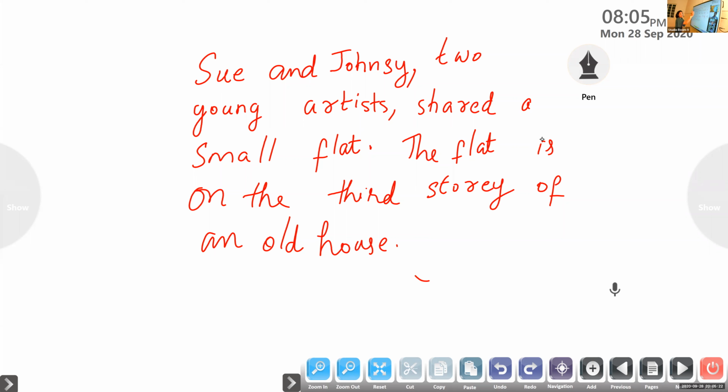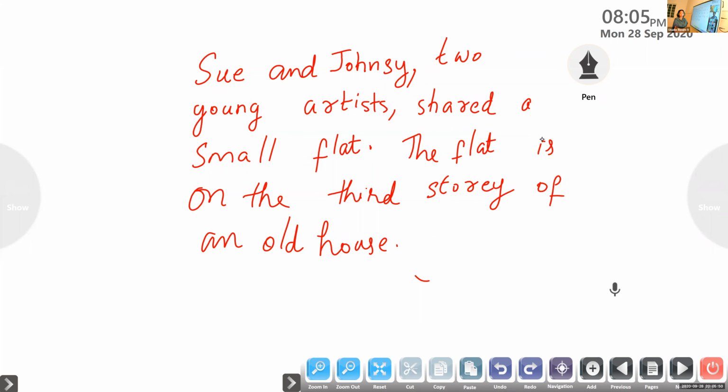So now look at the intonation. Sue and Jansi, two young artists, shared a small flat. The flat is on the third story of an old house. I want you to read it in this way. It is not like Sue and Jansi, two young artists, shared a small flat. The flat is on the third story of an old house.